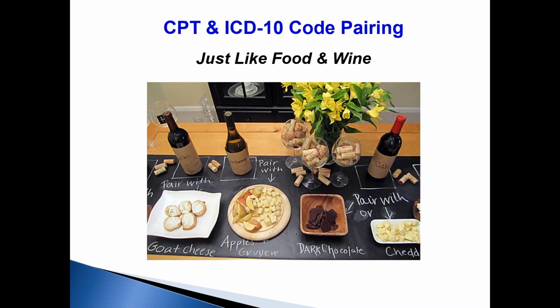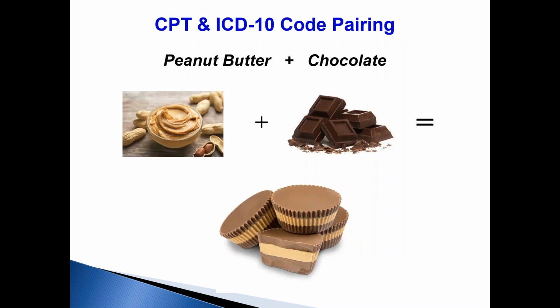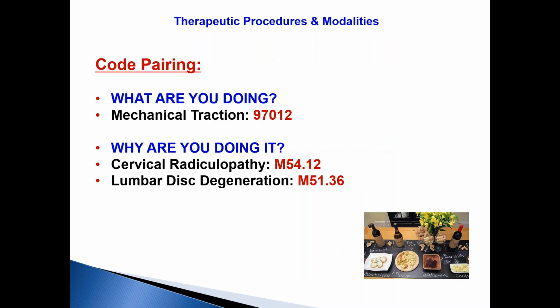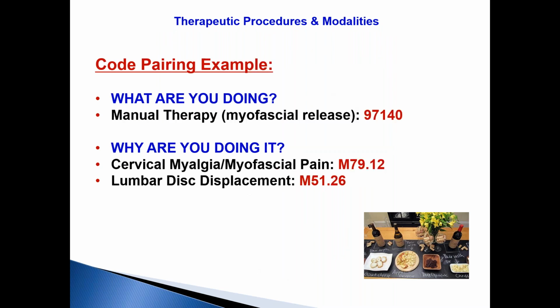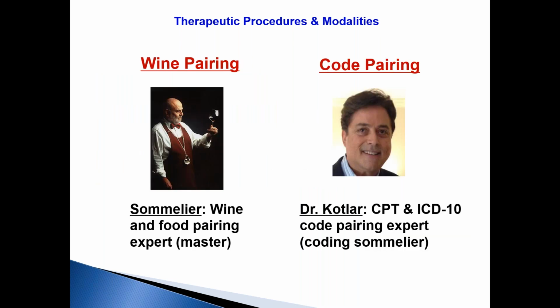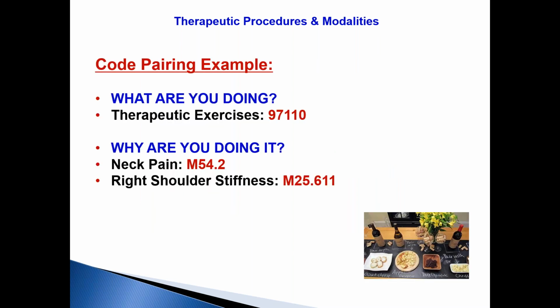Just like you pair food and wine, or you pair peanut butter and chocolate, I'm going to pair your procedure codes and your diagnosis codes like this. Mechanical traction pairs beautifully with cervical radiculopathy and disc degeneration. Myofascial release pairs amazingly well with a 1996 Chardonnay, no, with myofascial pain syndrome, M79.12. See, there are sommeliers, they're wine and food experts. I'm a coding sommelier. I'll pair your CPT codes and diagnosis codes.